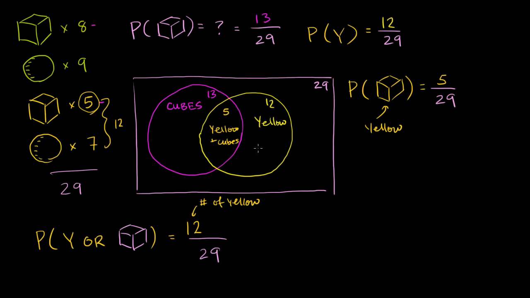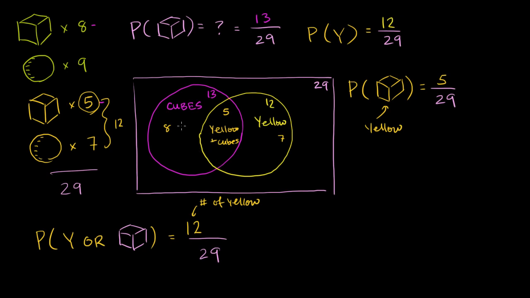One way to think about it is there are 7 yellow objects that are not cubes. Those are the spheres. There are 5 yellow objects that are cubes. And then there are 8 cubes that are not yellow. That's one way to think about it. So when we counted this 12, the number of yellow, we counted all of this. So we can't just add the number of cubes to it, because then we would count this middle part again.